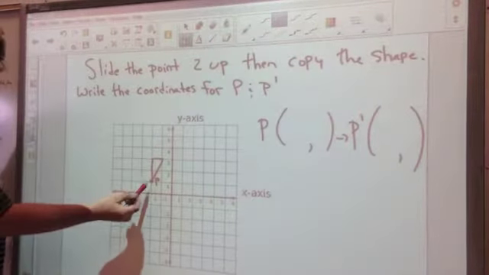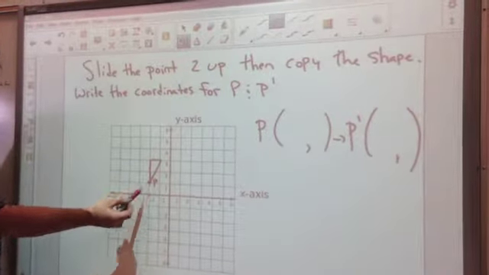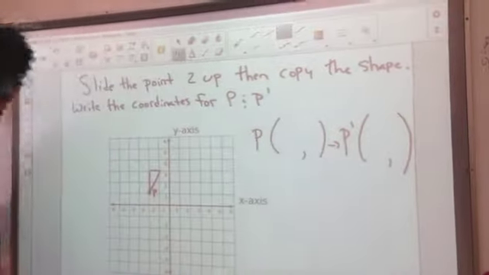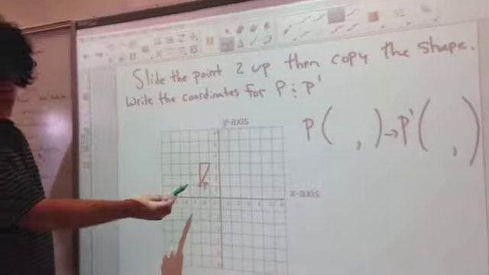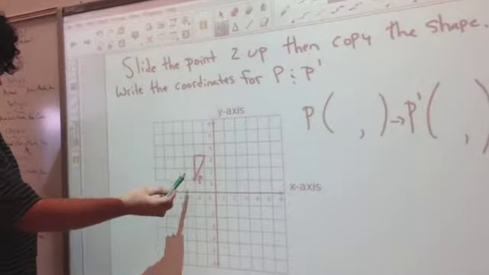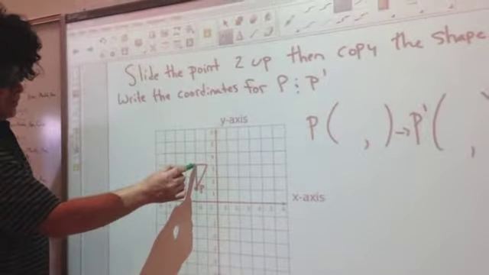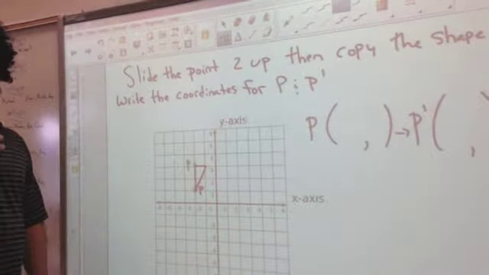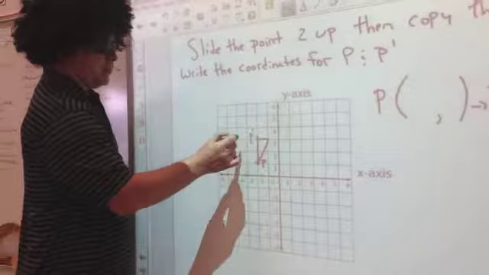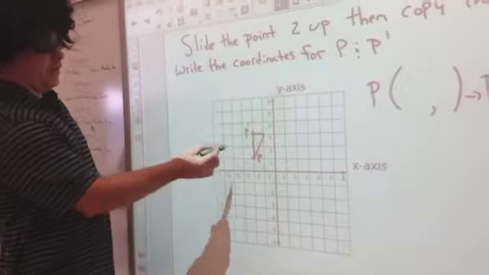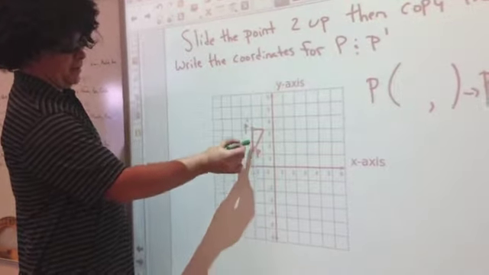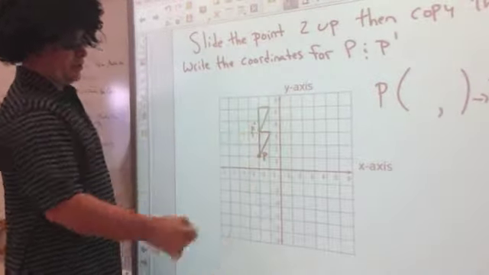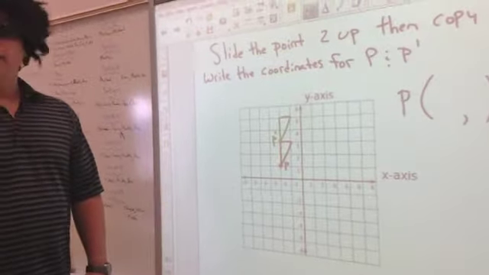Moving right along, we have to slide the point 2 up and then copy the shape. So here's the point, which is P right here, and it says to move it 2 up. So I'm going to move it up in green. So if I go 2 up, I'm going this way, and we're going 1, 2. So my new point's going to be right here, which is going to be P, but don't forget, when we make the new point, we have to put the prime symbol down. And then I just finish copying the shape, and if I remember how it looks, it's going to go up, and it should look like that. So that's my new shape, like that.